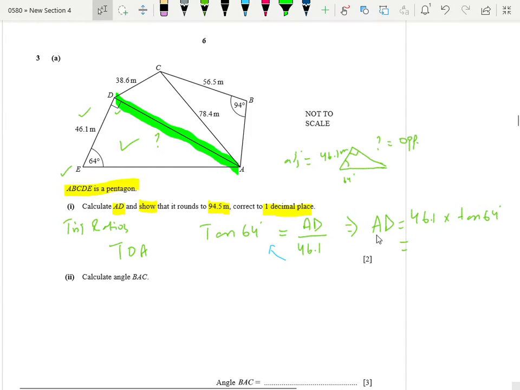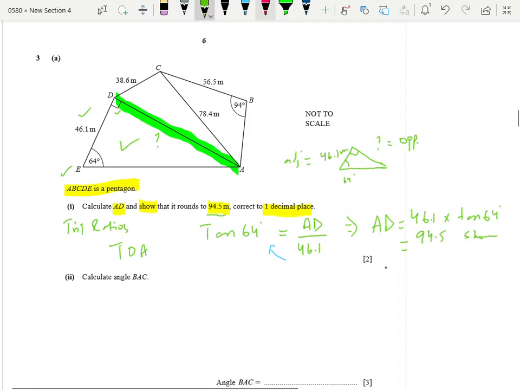Okay, tan of 64 gives me this, and then multiply by 46.1. So it is giving me 94.5, which is actually what was required of me. So shown, right?